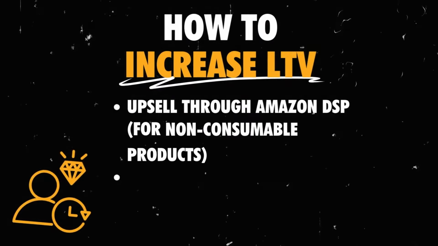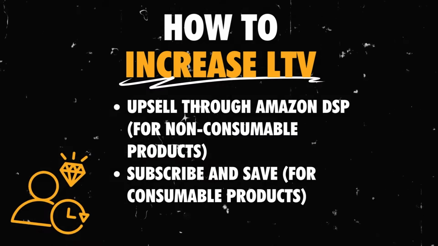And then the final piece is lifetime value. So how do we get people to buy more and more from us? If you are not a consumable product, the only way is through upsells, and that is through DSP. DSP is the only way you can target people who purchase from you and then cross-sell them another product. But if you have a consumable product, then you want to get them on Subscribe and Save.